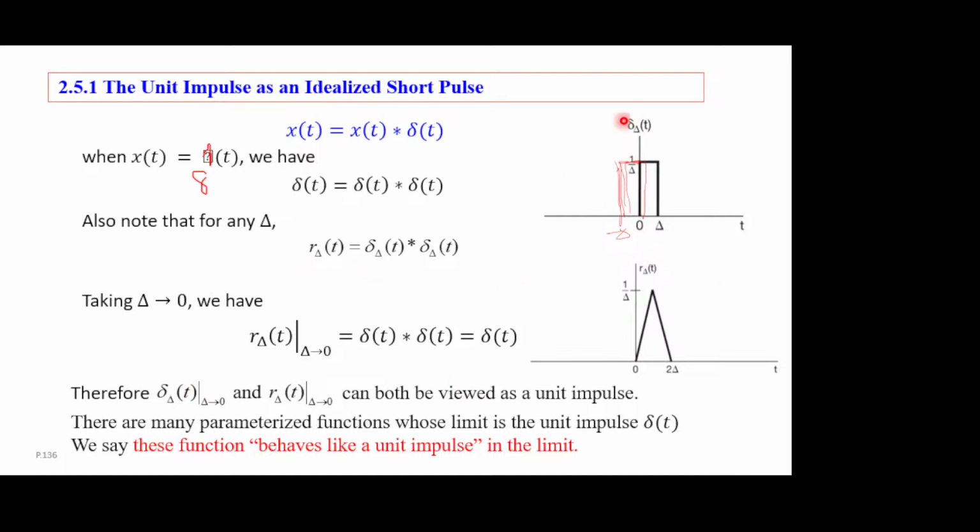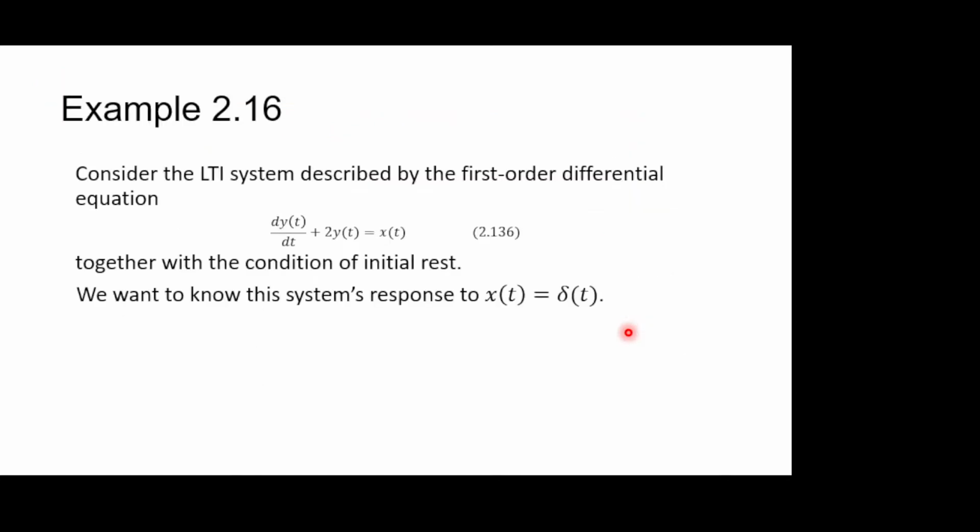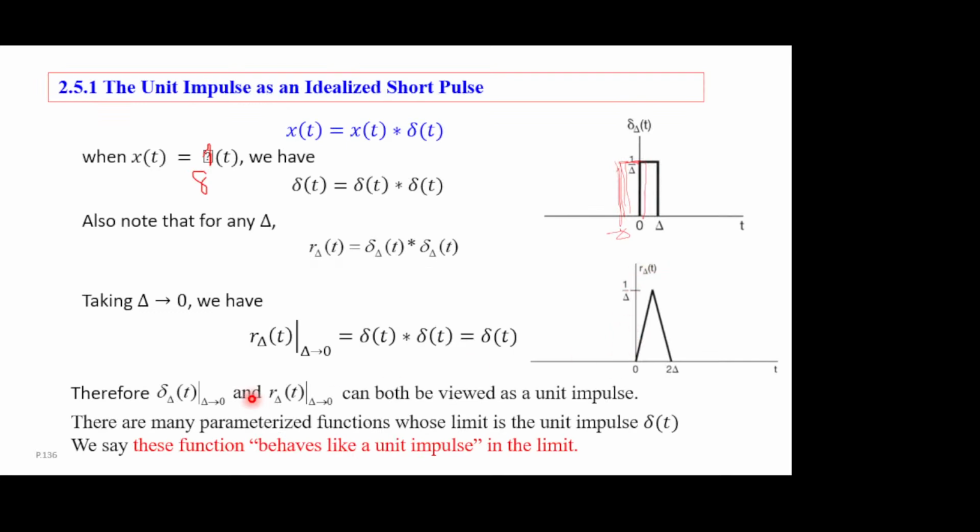And so we have multiple examples trying to convince you this is true, although we don't have a solid proof. Here is one example: we show that this r triangle also goes to the delta function when triangle goes to 0. And here is another way to convince you that it goes to the delta function.